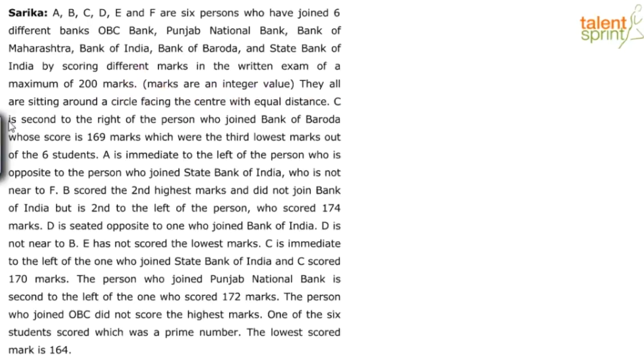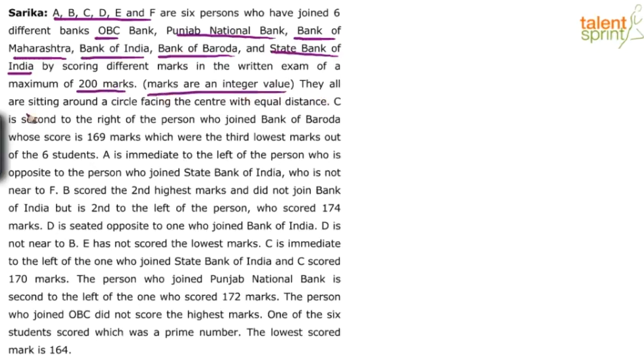Then they all are sitting around a circle facing the center with equal distance. So if you see, there are 3 parameters. The persons, names A, B, C, D, E, F, 6 persons. 6 banks which are OBC, PNB, the Punjab National Bank, then BOM, Bank of Maharashtra, BOI, Bank of India, BOB, Bank of Baroda and SBI, State Bank of India. So that's the second parameter. And the third one is marks, because they've scored different marks in the written examination which had a maximum of 200 marks, right? So 3 things have to be arranged around the circular table: the persons, the banks and the marks. And also one point given to us is marks are an integer value.